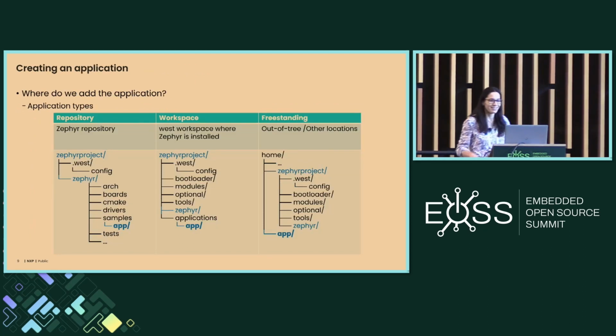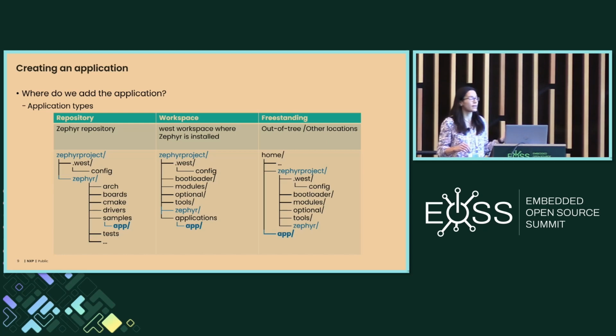Okay, now it's the main topic of our presentation: how can we create an application. But first, let's see what types of application we can make. So there are three main types, based on the location of our application. We can have a repository application, that's in a west workspace, and it's in the Zephyr repository. Next we have a workspace application. That means that it's outside of the Zephyr repository, but in a Zephyr workspace. And the last one is a freestanding application. It's outside of our workspace.